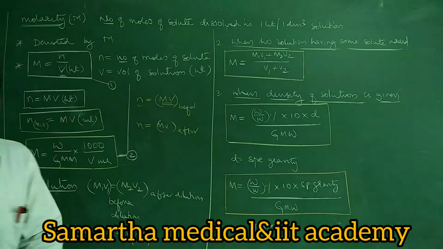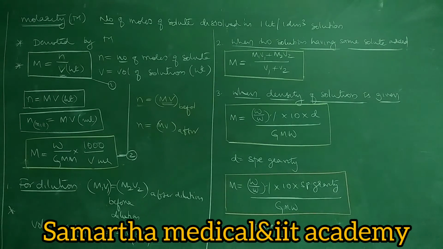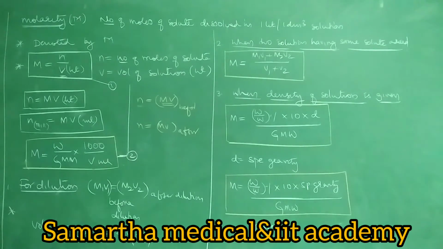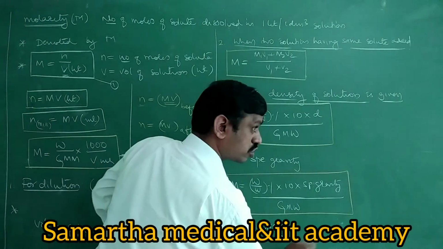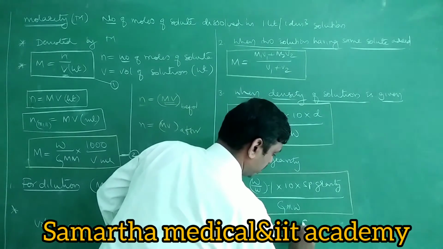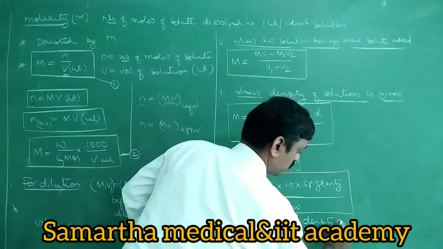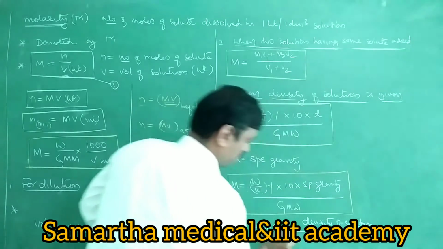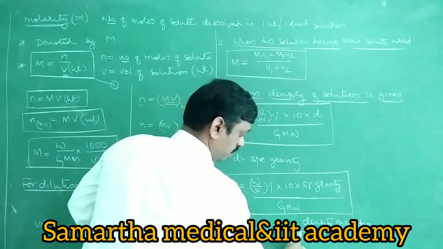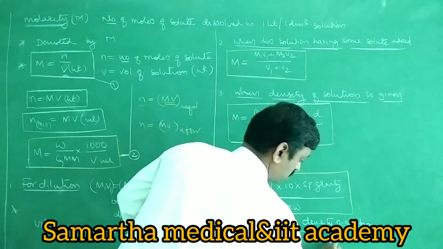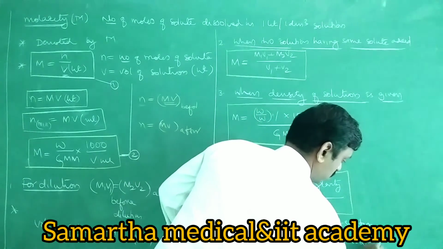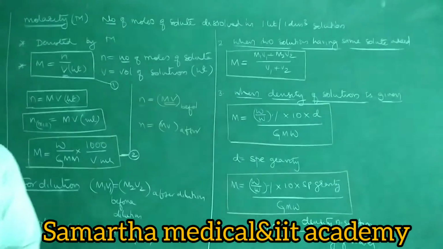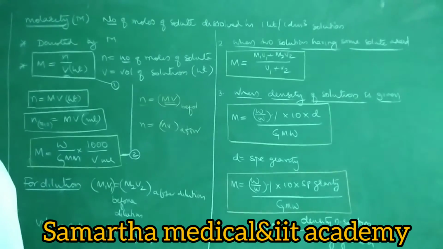So specific gravity is a ratio of the density of the solution divided by the density of water. So, density of solution divided by density of water.